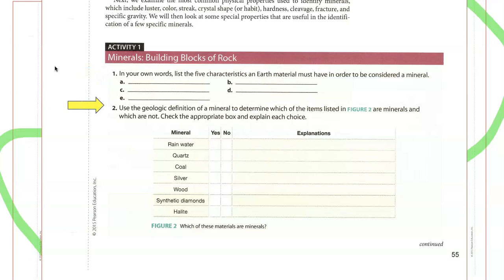Question 2 then asks you to look at these items in this column and then answer, is it a mineral? Yes or no? And then an explanation. So if you hit yes, then you don't really need to put an explanation. It means it met all 5 of these requirements. But if you put no, I want you to tell me which requirement this particular object did not meet to be a mineral.